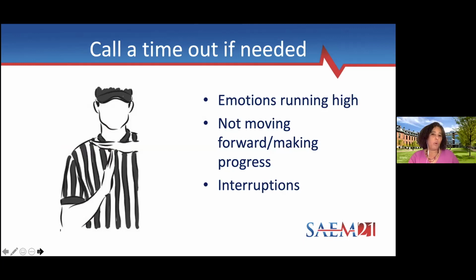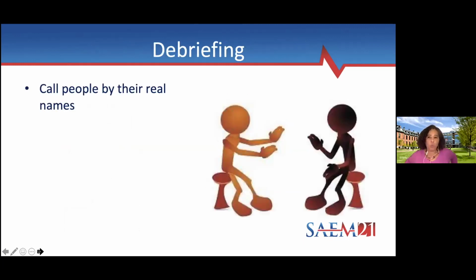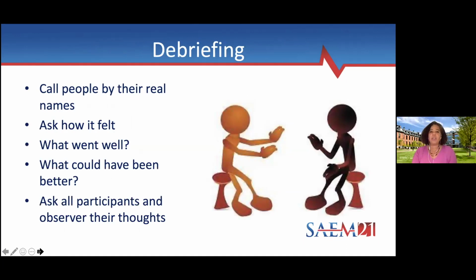So finally, once you're done, the first thing you want to do in a situation like this is call people by their actual name so they can shake off the role and go back to being themselves. And then the next thing you want to do is ask all the participants and your observers, how did this feel? What went well? What could have been better? And take the time to do the debriefing and make sure that everyone feels like they were heard and feels like they're safe at this point.